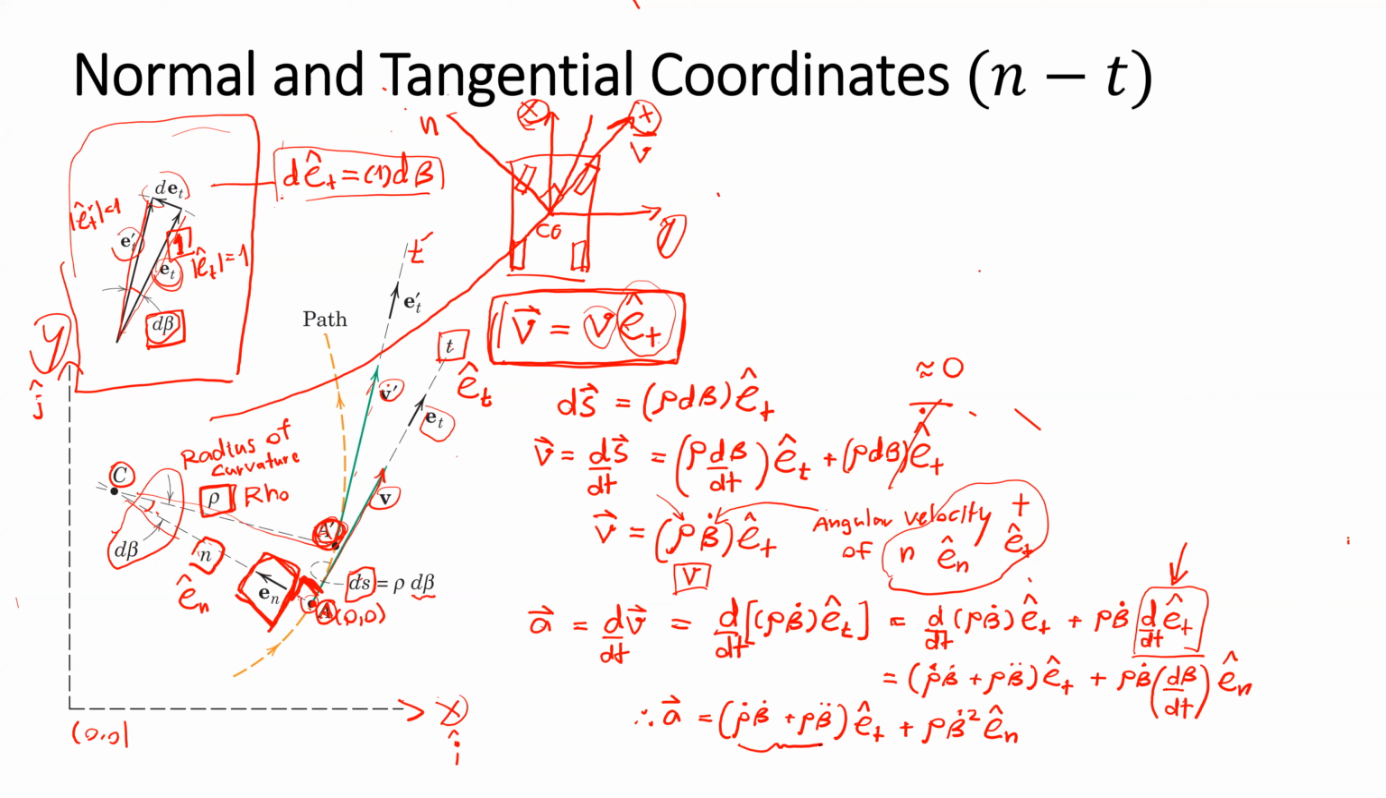And this is the acceleration in the tangential direction, and this is the acceleration in the normal direction. I think you may be familiar with this. Why is it in the normal direction again? I didn't quite get it.